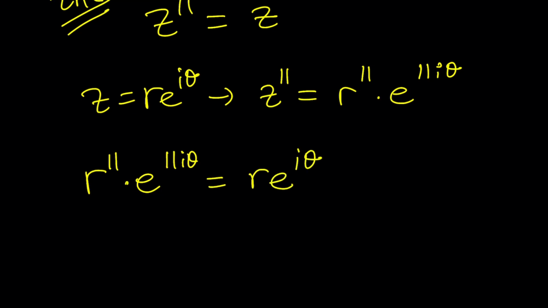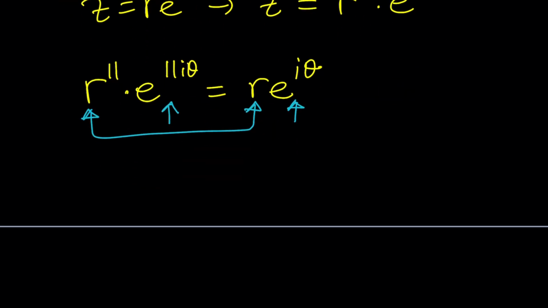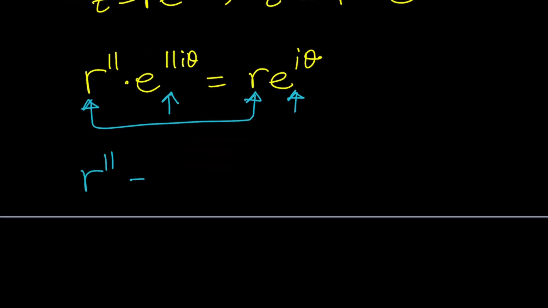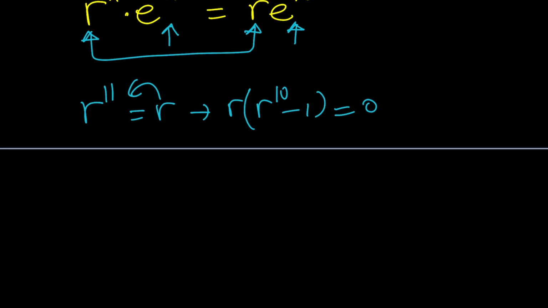In order for these to be equal, because these are complex numbers with modulus 1, the r's have to be equal, right? What does that mean? It means that r to the 11 equals r, which means r times r to the 10th minus 1, if you put r on the left, and factor, set it equal to 0, and solve for it. You're going to get three solutions. r equals 0, r equals 1, and r equals -1. And you get a -1 because 10 is even.